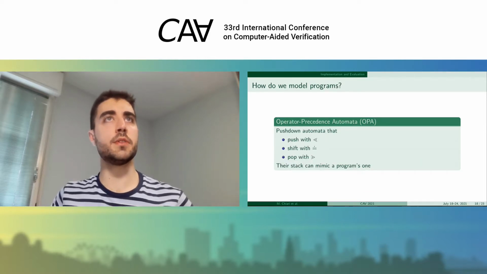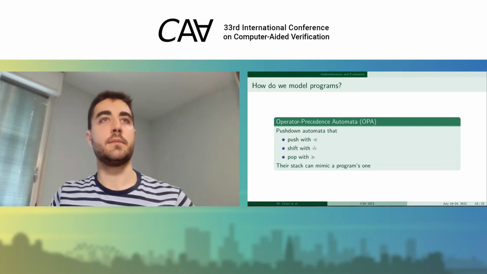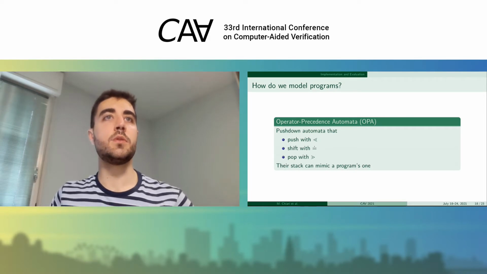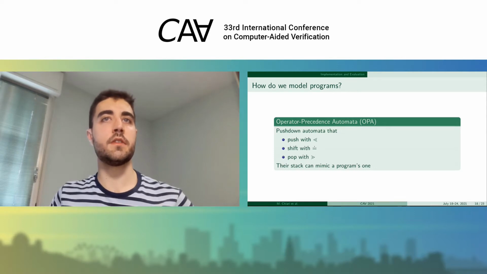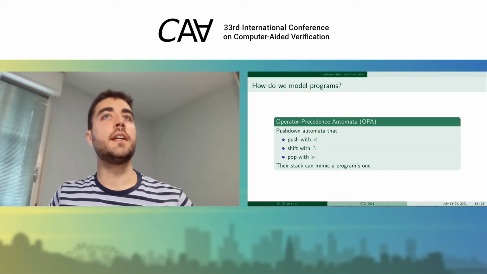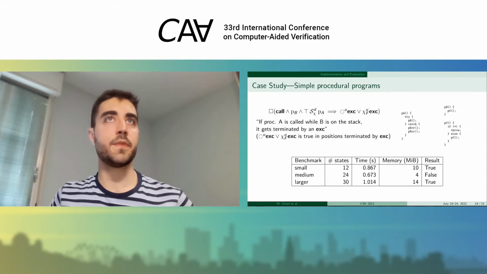So how did we model programs with OPA? Well, OPA are a kind of push-down automata whose moves are determined by precedence relations between consecutive characters. If they find yields precedence, then they do a push move where they push a symbol on the stack. If they find equals in precedence, then they update the topmost symbol on the stack, doing a shift move. If they find takes precedence, then they pop one or more symbols from the stack. And there's a way, which we show in the paper, to implement OPAs that mimic the behavior of actual procedural programs.